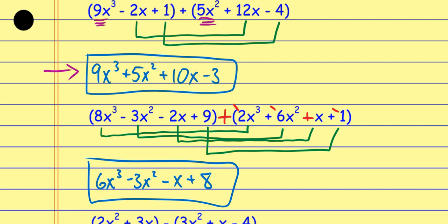And there it is. That's it. Everything's written properly in descending order. And I haven't made any sign errors because I distributed that negative. It's always easier to distribute the negative first.